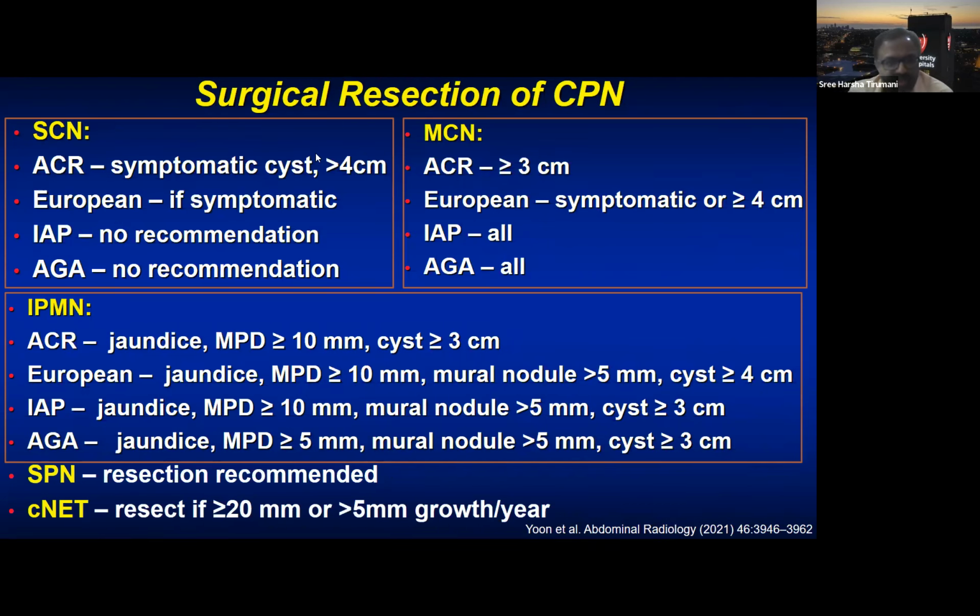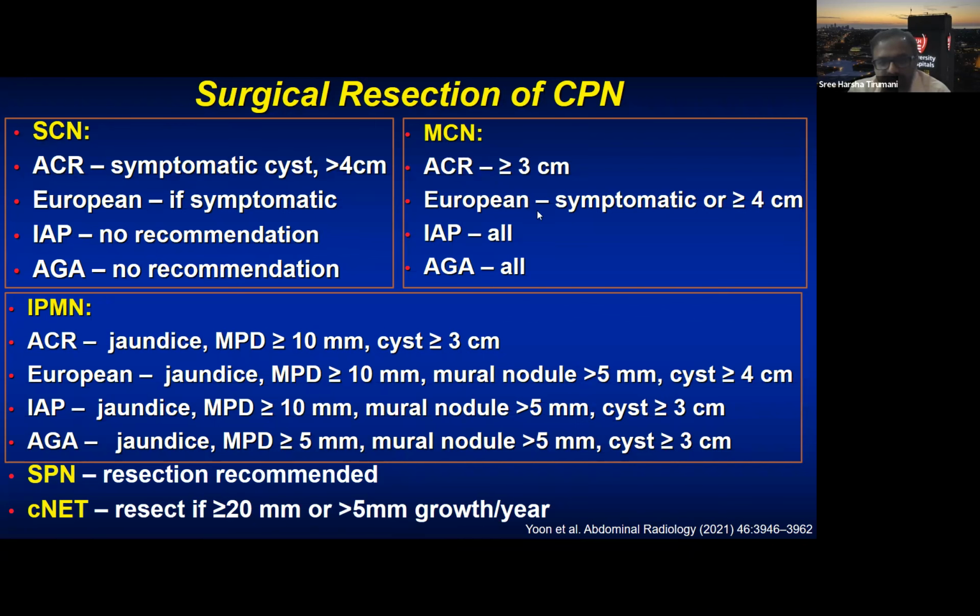as I mentioned before, the 3 main cysts are the serous cystadenoma, MCN, and IPMN. Again, guideline wise, ACR recommends surgery for a SCN if it's symptomatic or if it's more than 4 centimeters. European guidelines recommend if it's symptomatic, that is if it's in the head and causing jaundice. IAP and AGA don't recommend anything for SCNs. They just leave it there. They don't make a specific comment on it.